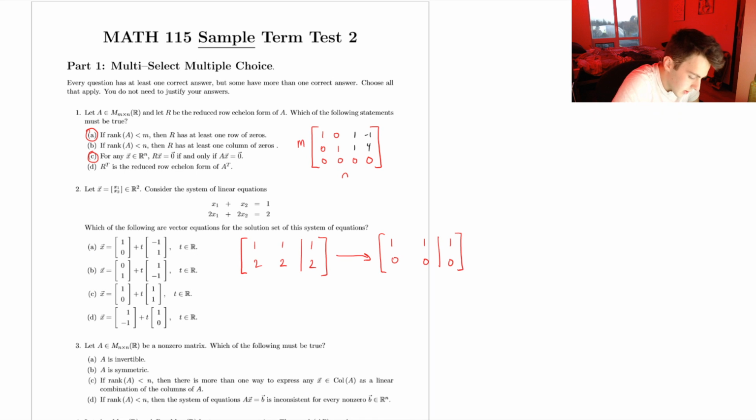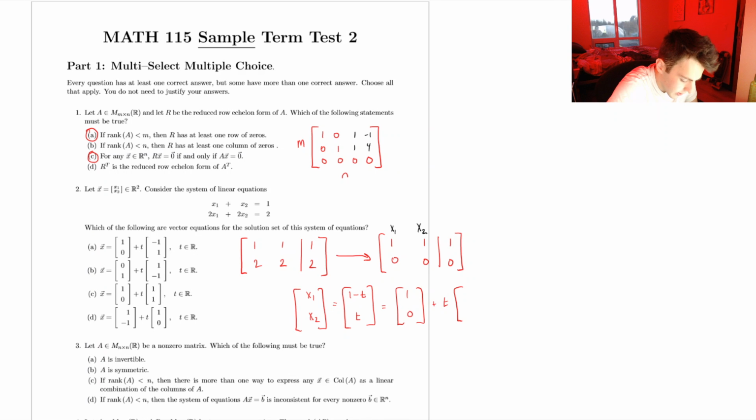So we should get this. And we can tell from this, if this is x1 and this is x2, then x2 should be a free variable, which means that x1, x2 would be equal to 1 minus t, let's call x2 t. Then we could break this up further. We'd have 1, 0 plus t times the vector negative 1, 1. Great. And you can see immediately that 2a has got to be true because that's exactly what we solved for.